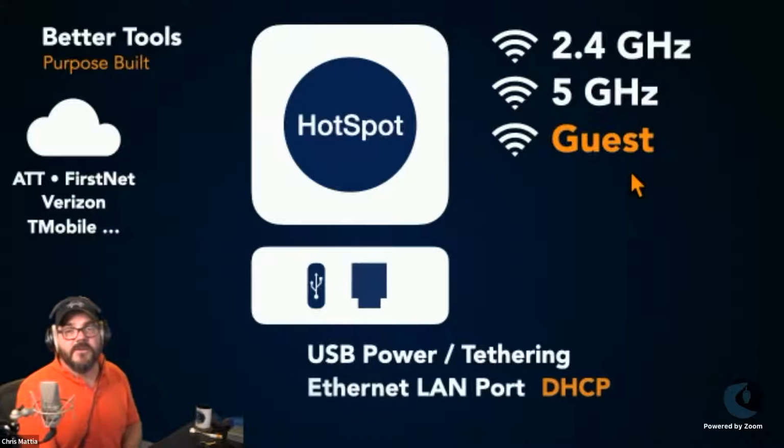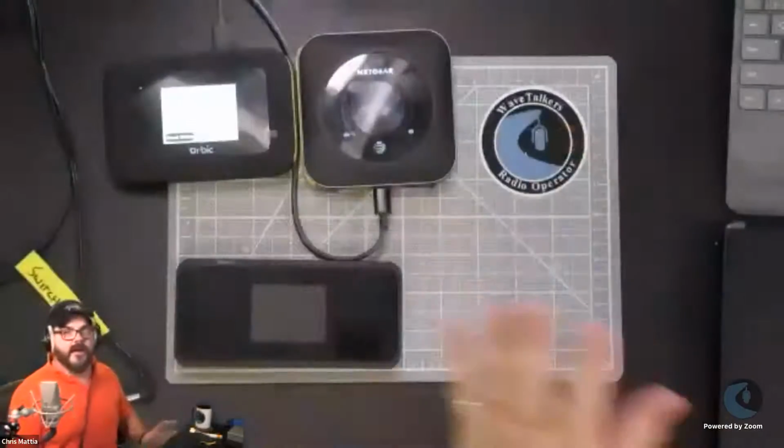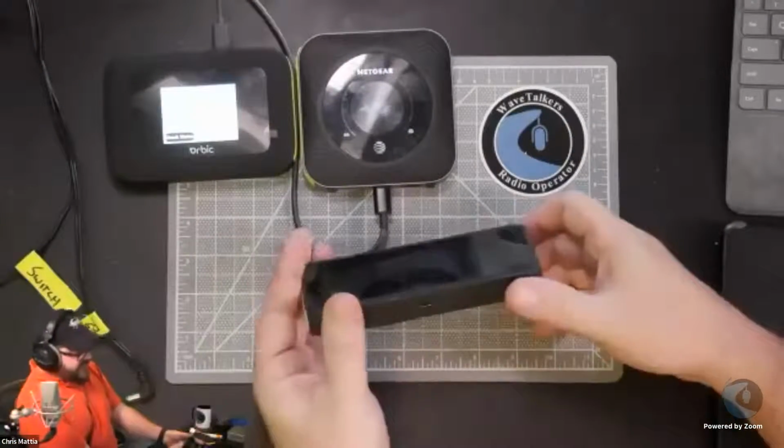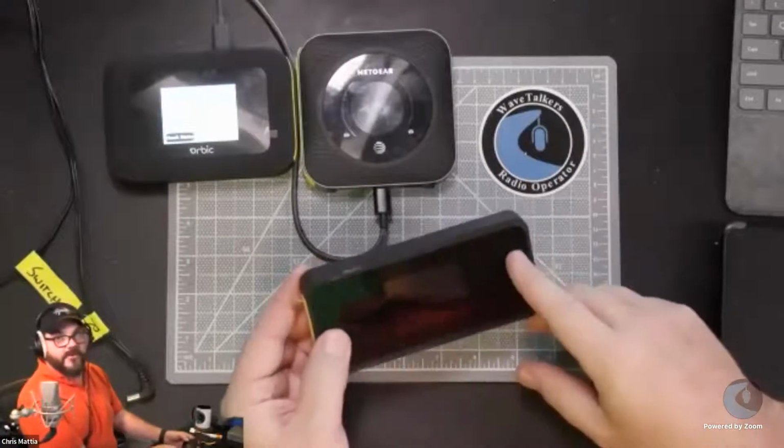Other devices will actually have an Ethernet port or a LAN port on the back of the device. These are definitely the ones you want to keep an eye out for if you can pick one up. As a matter of fact, if I go back over to this little setup here, this is the older one that I used for Verizon.